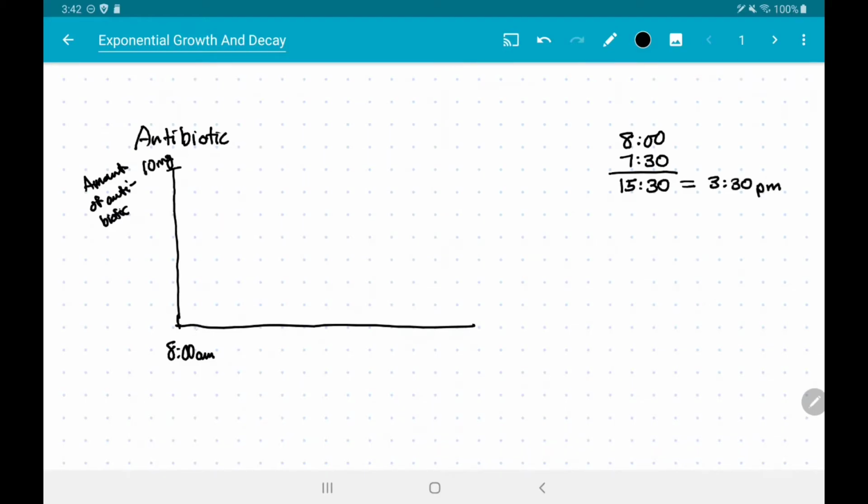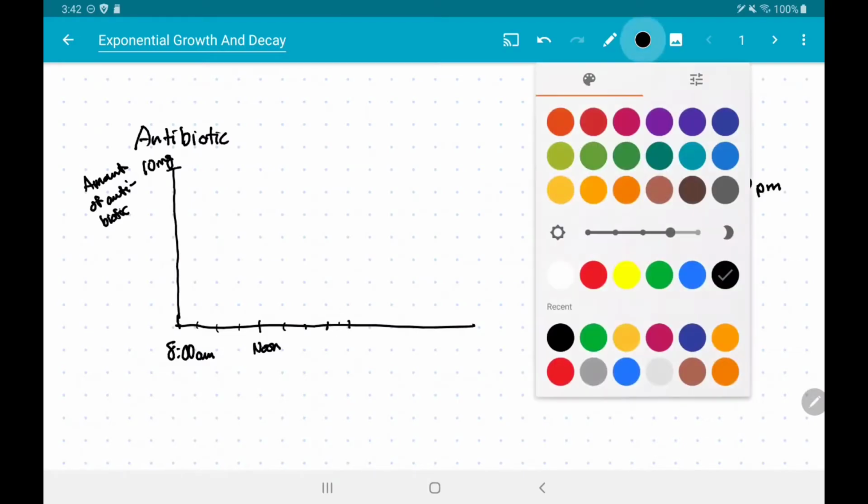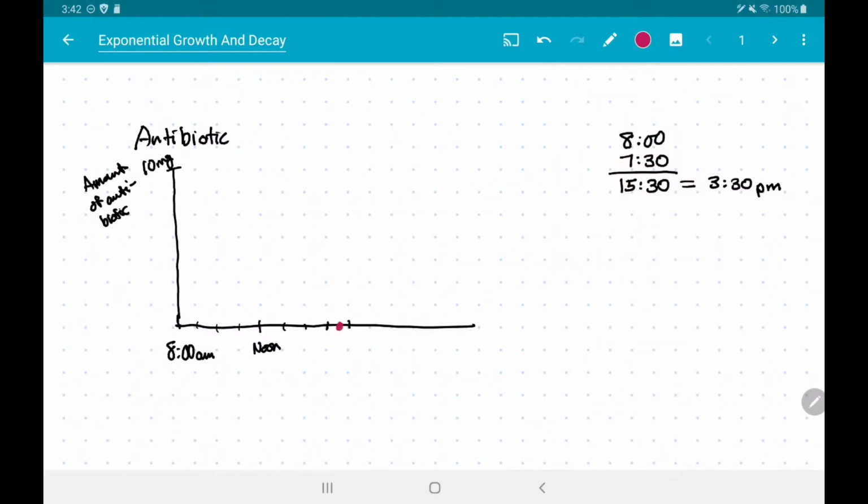Okay, so let's see what we got here. There's 8 a.m. How about we do 9, 10, 11, 12, so that's noon. And then 1, 2, 3, 4. So at about this time, the half-life will have passed and will have gone from 10 milligrams. Let's see, 1, 2, 3, 4, 5, 6, 7. So right about here is about half. This is 5 milligrams. So this is how much is left in the patient's body at 3:30.